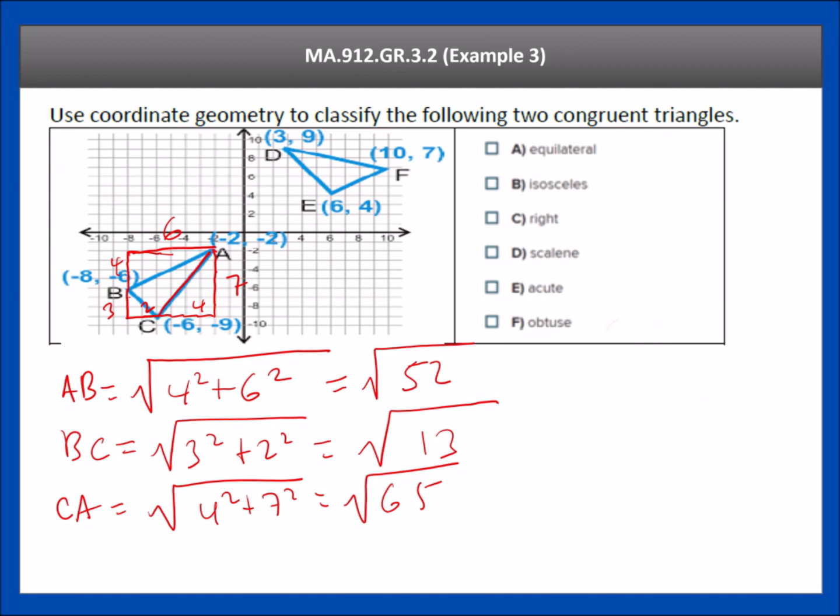Okay, and then we're going to do the other ones, DE. So we're going to do it here. So DE is 1, 2, 3.